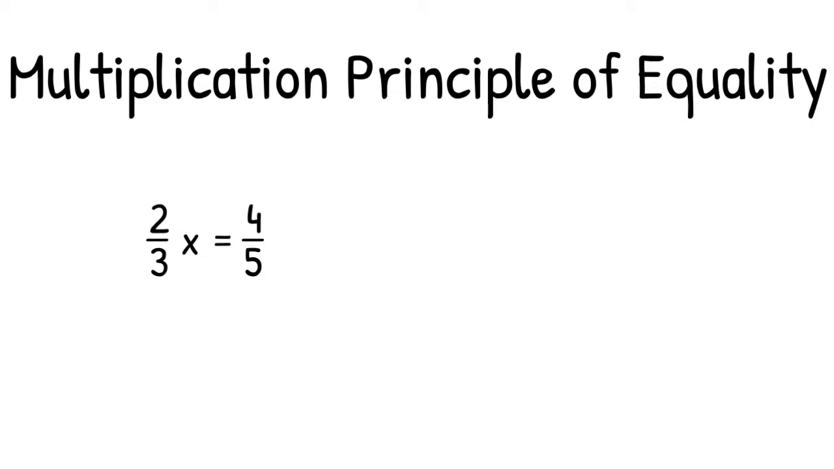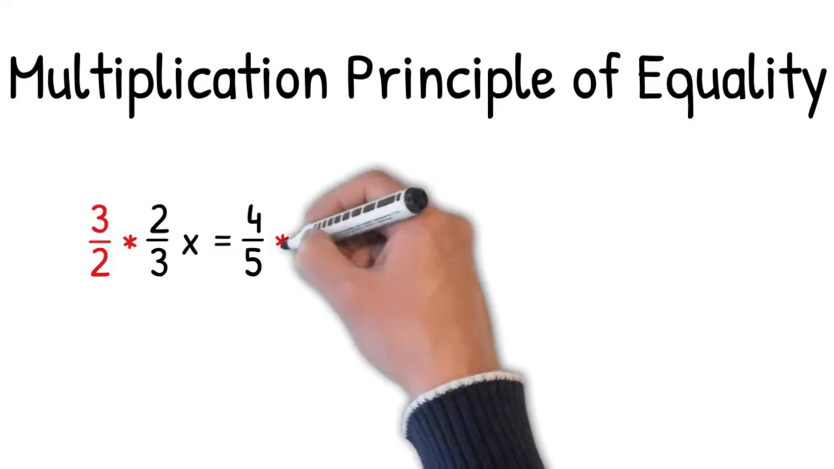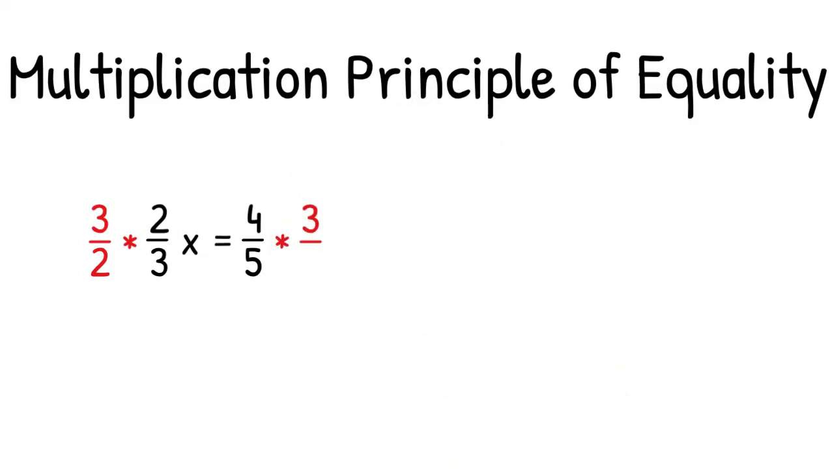Now remember, in a previous video, how do we divide fractions? You actually multiply by the reciprocal. So in this case, the reciprocal is 3/2. We need to multiply by 3/2. Now, the multiplication principle of equality says that if we multiply one side of the equation by 3/2, then we need to multiply the other side by 3/2 as well to keep everything equal.